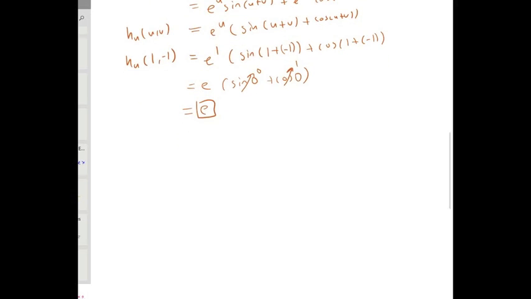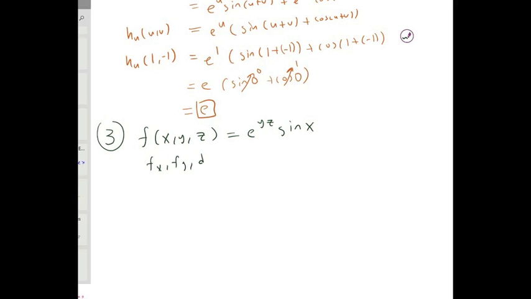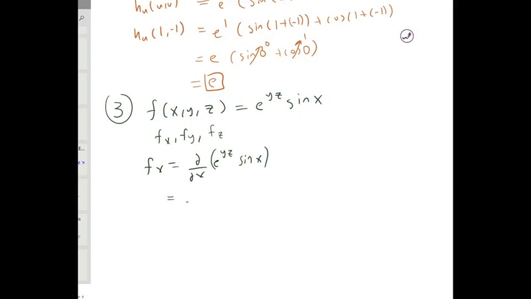Our next example, we have 3 variables. We have f of x, y, z equals e to the yz sine x. So we want to find fx, fy, and fz. So fx is just the derivative with respect to x of this. This is just a constant in this case, so you can pull that out. Derivative of sine is cosine, and that's our fx.